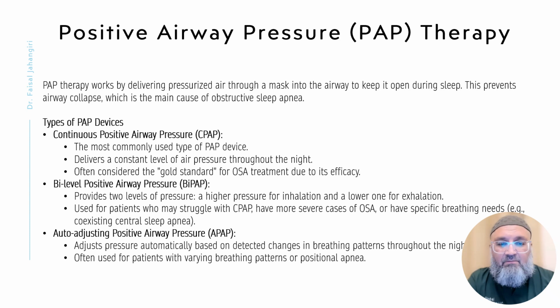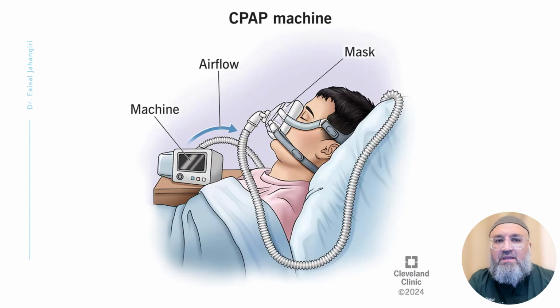Then we have bilevel positive airway pressure, BiPAP. It provides two levels of pressure, a higher pressure for inhalation and a lower pressure for exhalation. So, pressure for breathing in and breathing out: high pressure for breathing in and low pressure for breathing out.